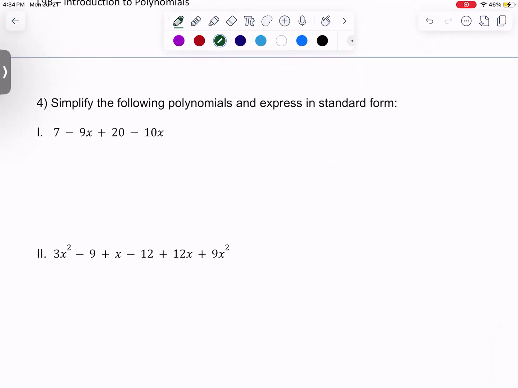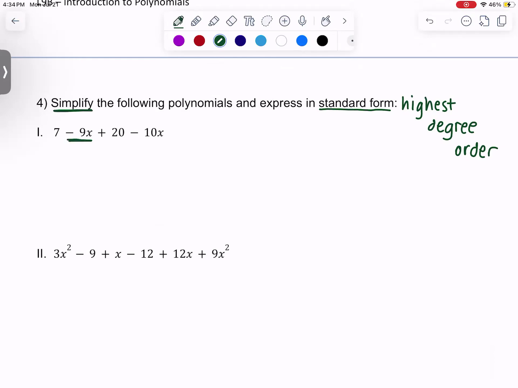Simplify these and express them in standard form. So that means highest degree first, or highest degree order. When it says simplify, we think of distribute and combine like terms. Here we can combine like terms.